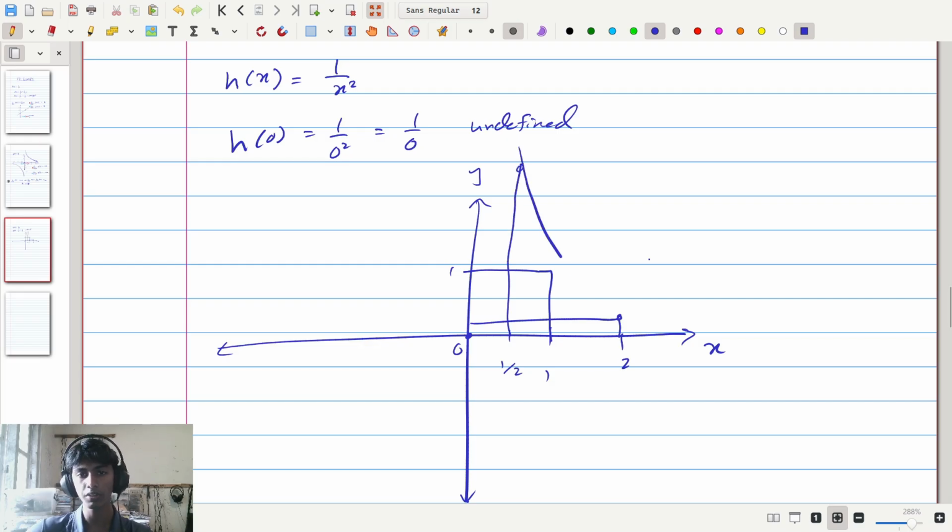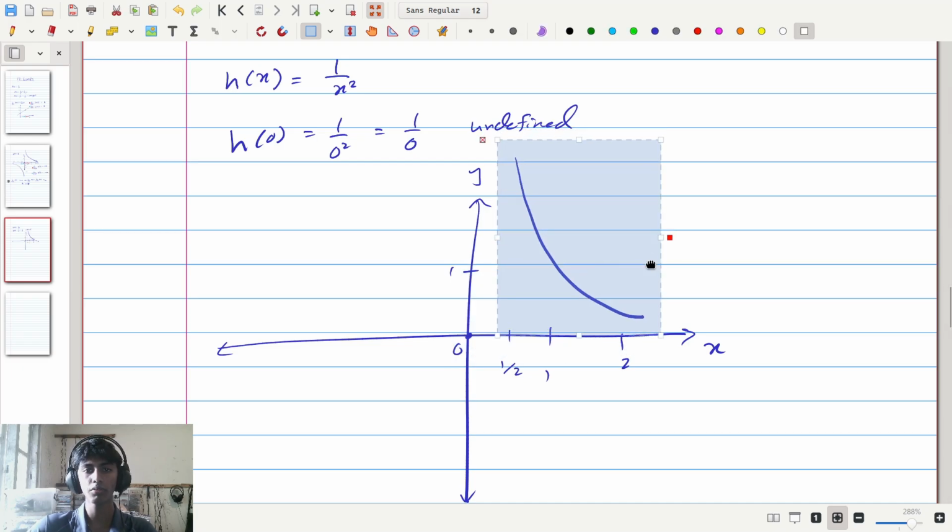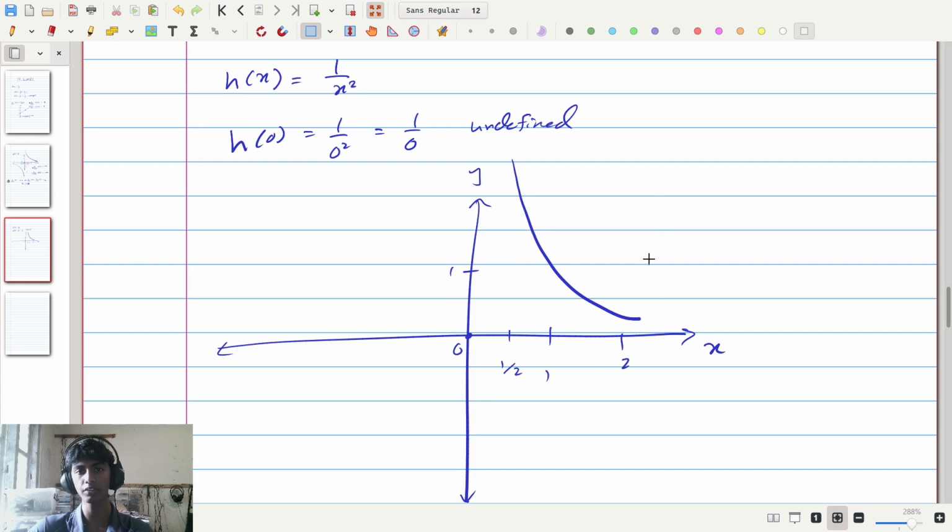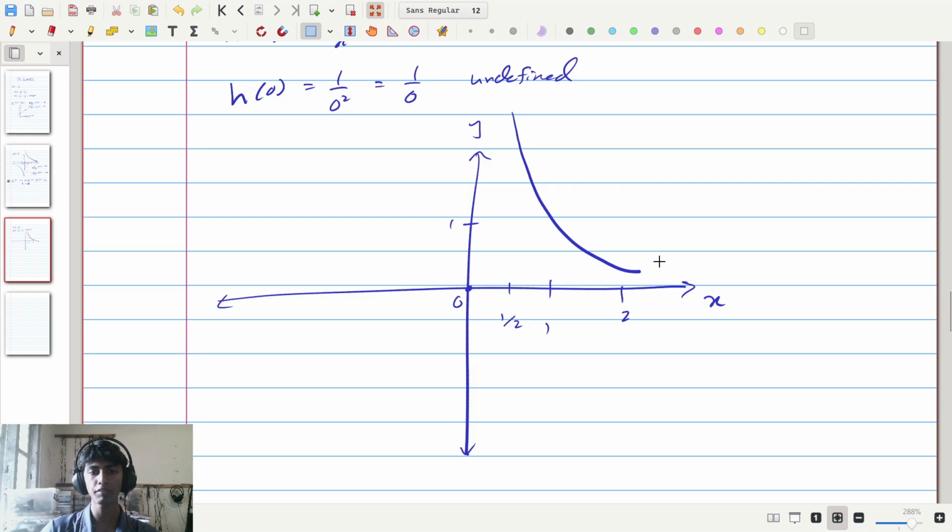If I connect all of these dots, we can see the graph is going to be something like this. It's not exactly the shape, but of course the shape is irrelevant to us, just what it looks like. So here, the graph of 1 divided by x squared, or h of x, is going to look something like this on the right hand side. How about the left hand side?